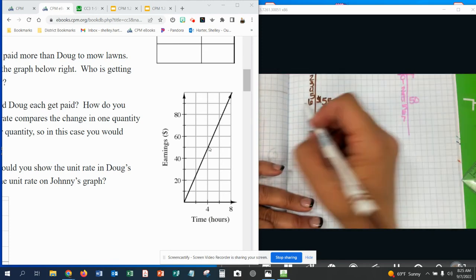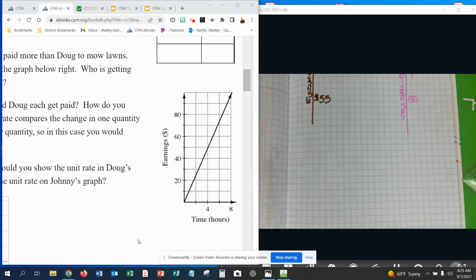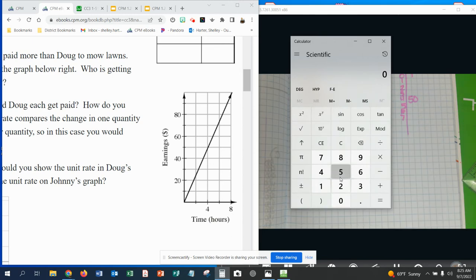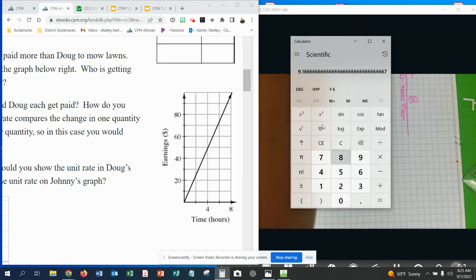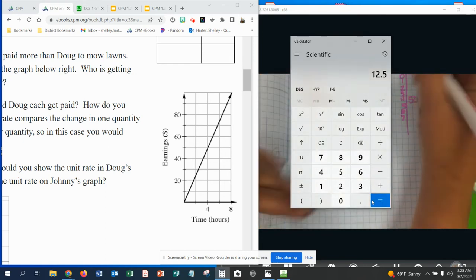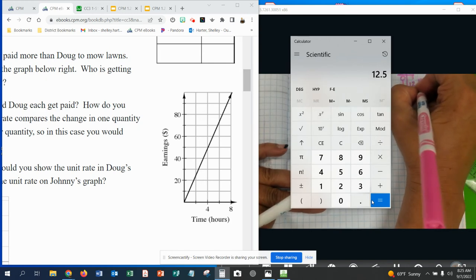What we want to find is how much they get paid for an hour. So if we divide 6 into 55, please use your calculator. I'm going to use mine. 55 divided by 6 equals 9.1666. So we're going to say that Doug earns $9.17 an hour. And the other guy, Johnny, gets paid $50 for 4 hours. How much is that? That is $12.50 an hour.